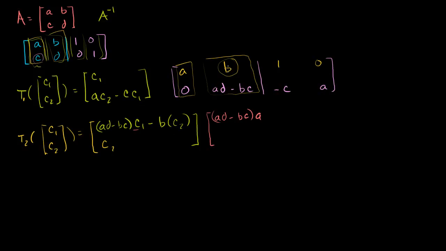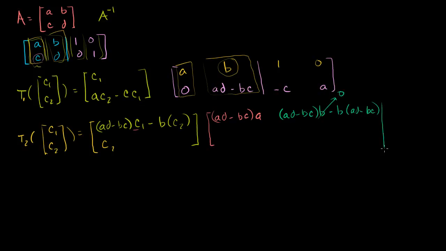Fair enough. Now, what is this guy going to be? I'll write it out. It doesn't hurt to write it out. He's going to be AD minus BC times B, minus B times your C2 in this column vector, minus B times AD minus BC. AD minus BC. And you can see immediately that these two guys are going to cancel out, and you're going to get a 0 there.